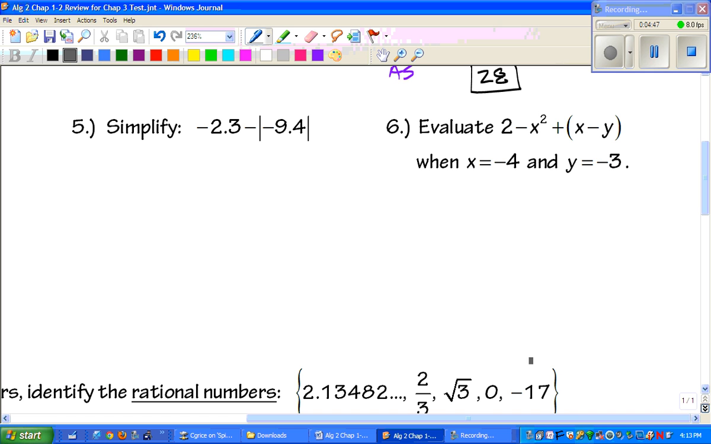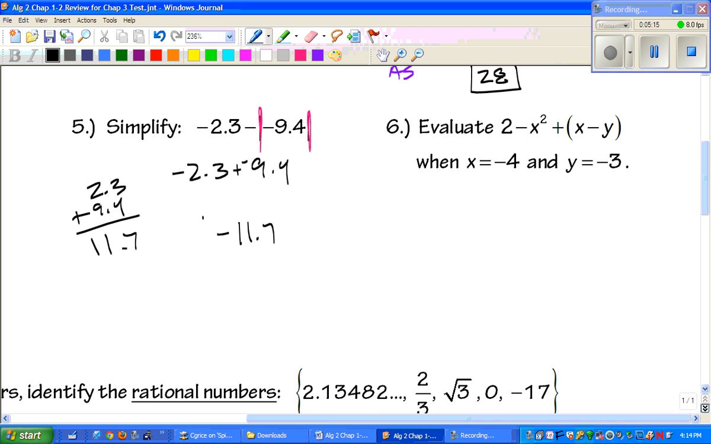Okay. Number 5, simplify. Negative 2.3 minus the absolute value of negative 9.4. Remember that this turns everything positive. However, the minus sign on the outside stays there. And now we've got a click-click scenario. So 2.3 plus 9.4, I'm just lining up my decimals to make this a little bit easier. I get 11.7. Both of those numbers are negative, so it stays negative.